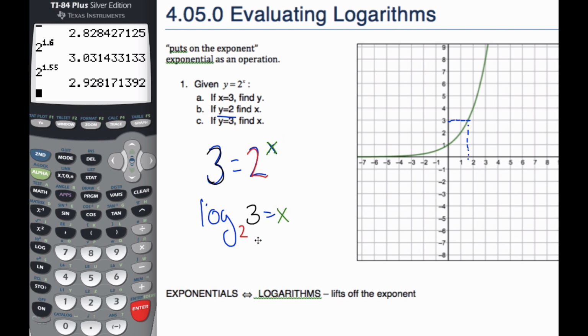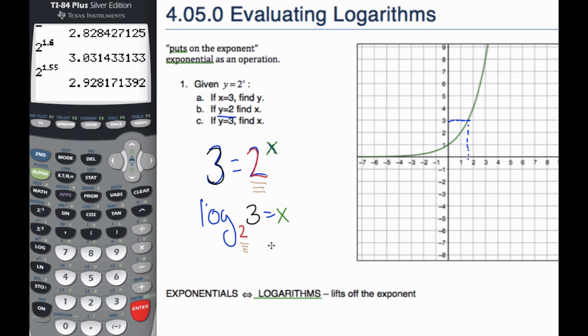Okay, and so this says 2 to some power x is 3, or 3 is equal to 2 to some power x. For me to remember this all the time, I always remember that the base is always the base, and then the x switches places with the 3. The 2 doesn't have the x attached to it anymore; they switch places.